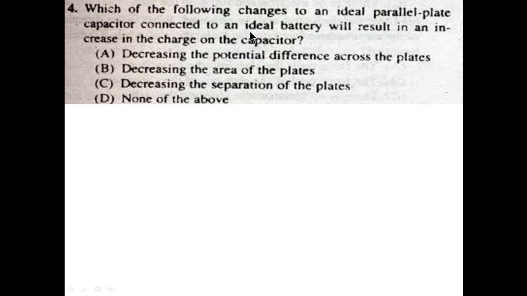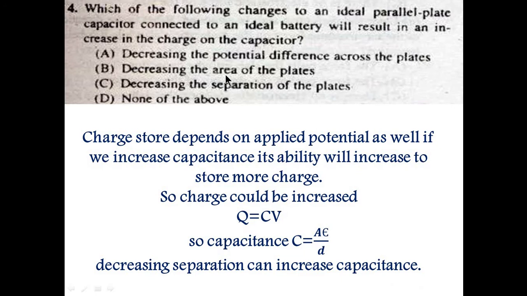Next question is, which of the following changes to an ideal parallel plate capacitor connected to an ideal battery will result in an increase in the charge on the capacitor? Decreasing the potential difference across the plates, or decreasing the area of the plates, or decreasing the separation of the plates, or none of these. Now the charge actually depends upon the capacitance as well as the voltage. The charge stored depends upon the applied potential, and if we increase the ability of the capacitor to store more charge, then the charge on the plates could increase.